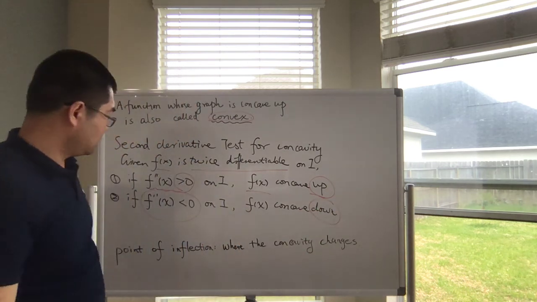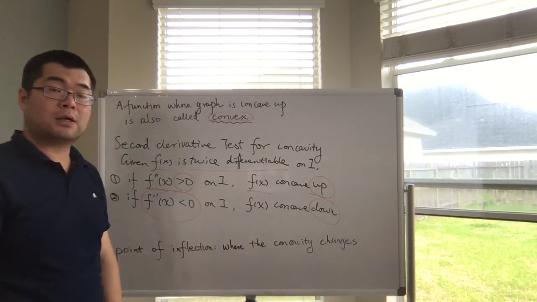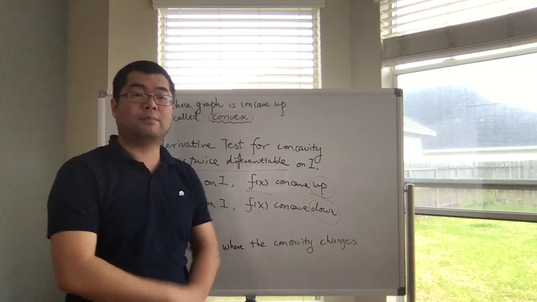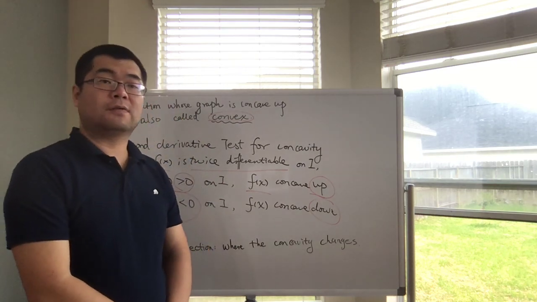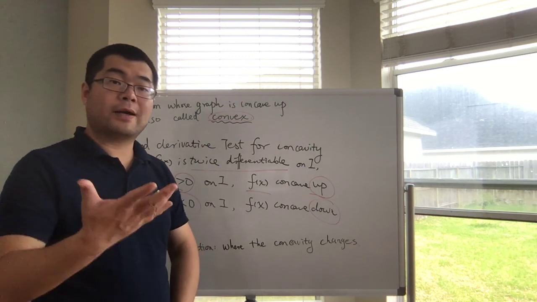Okay, and also a point of inflection is where the concavity changes. Okay, we talked about that. So this covers the broad picture in section 4.4, and later we're going to start with one example. Okay.